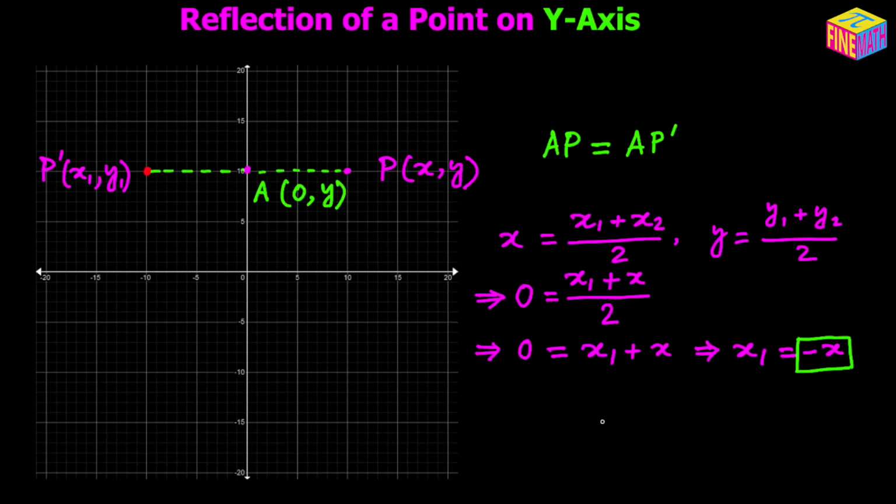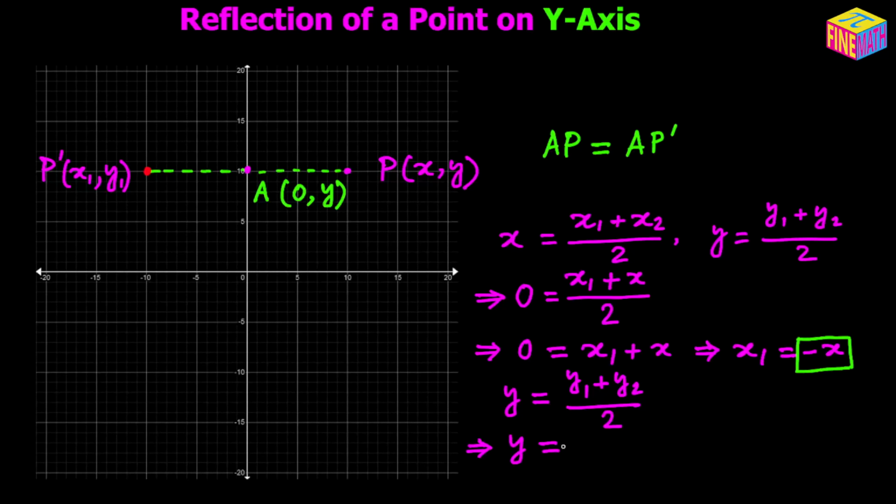Now let's also calculate the y coordinate. Let me first write down the y formula here, which is like this. And now what is y? Well, y is the y coordinate of the midpoint. In our example, the y coordinate of the midpoint is y, as we have taken it. So I'm keeping it as y.